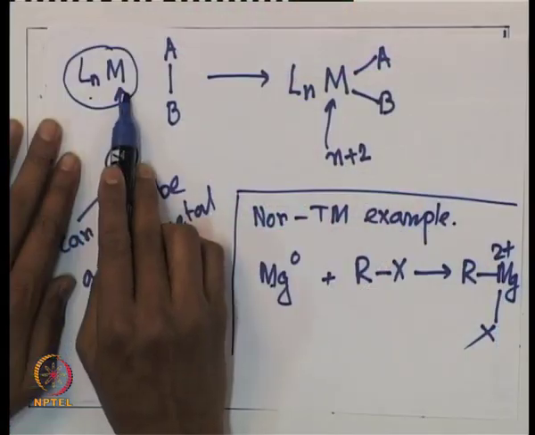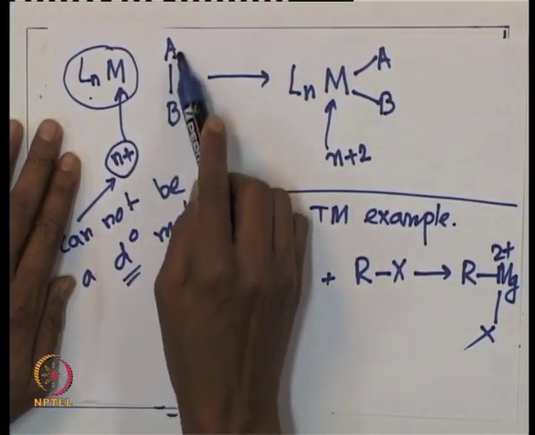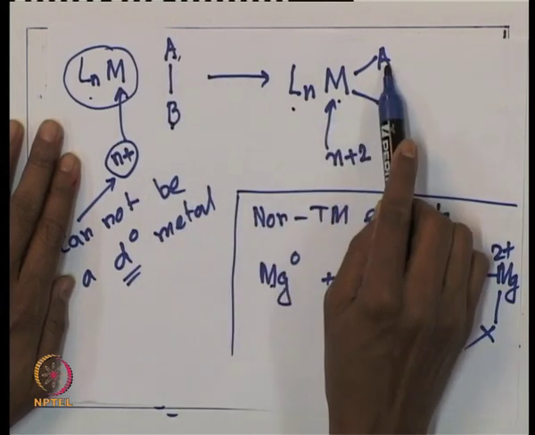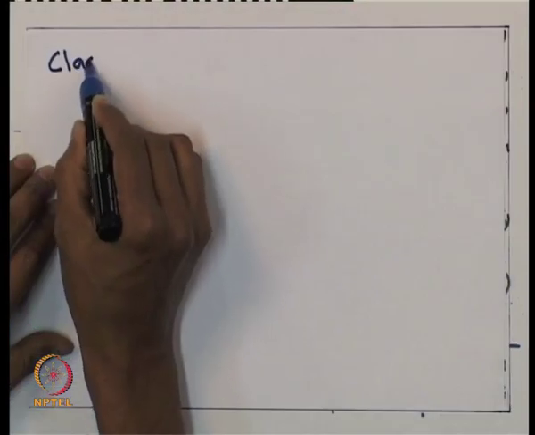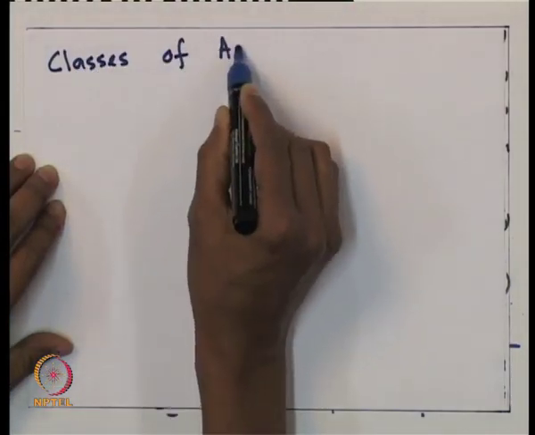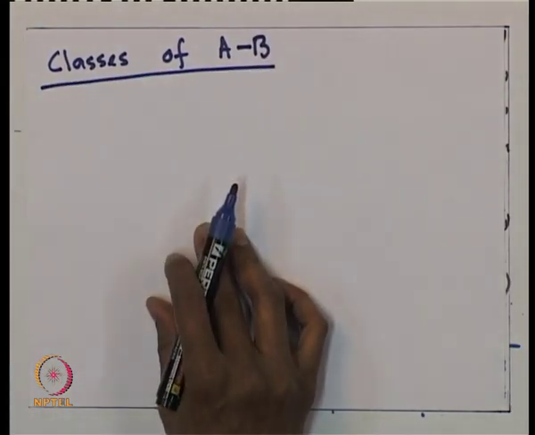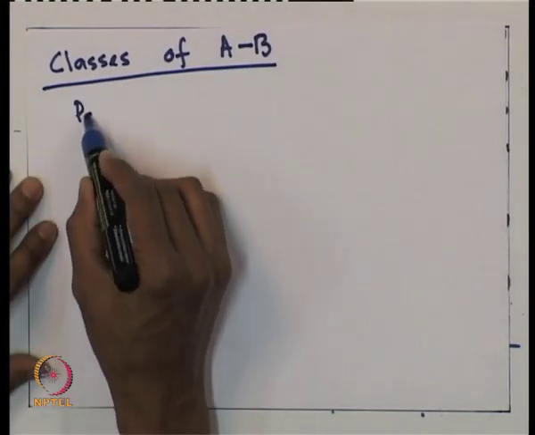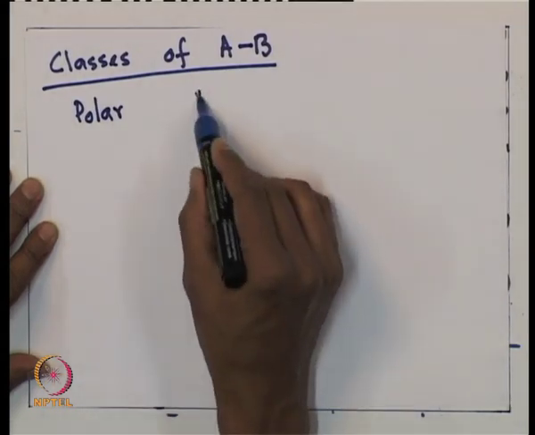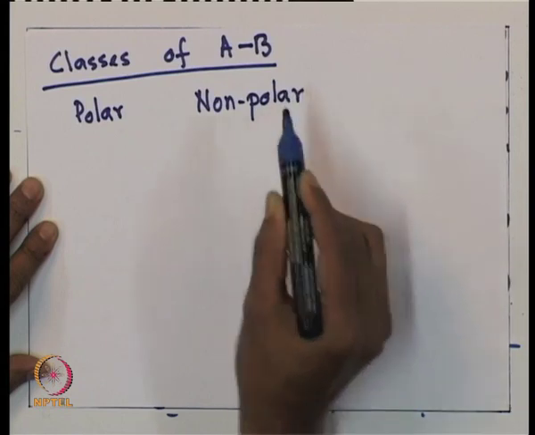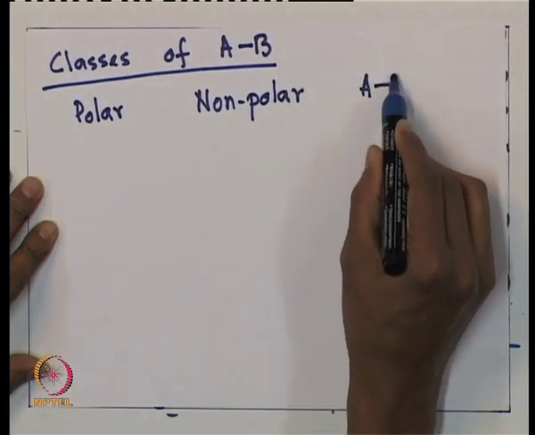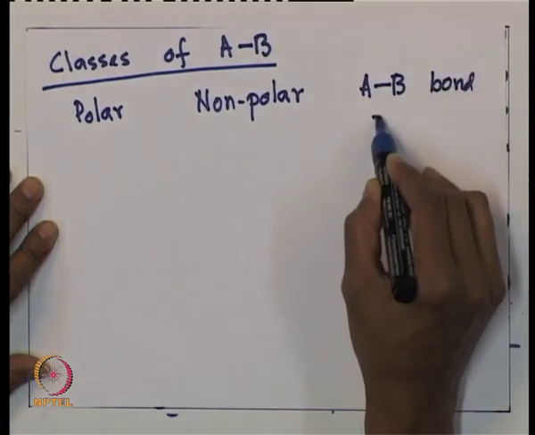Now, let us get back to these A and B. We are trying to discuss the generic reaction of a ligand metal complex reacting with AB, an organic species, to give you ligand metal AB complexes. Now, we need to discuss the different variations of A and B, the classes of A and B. We can have a polar AB or a non-polar AB, and we can have something with multiple bonds, where the AB bond will be retained.